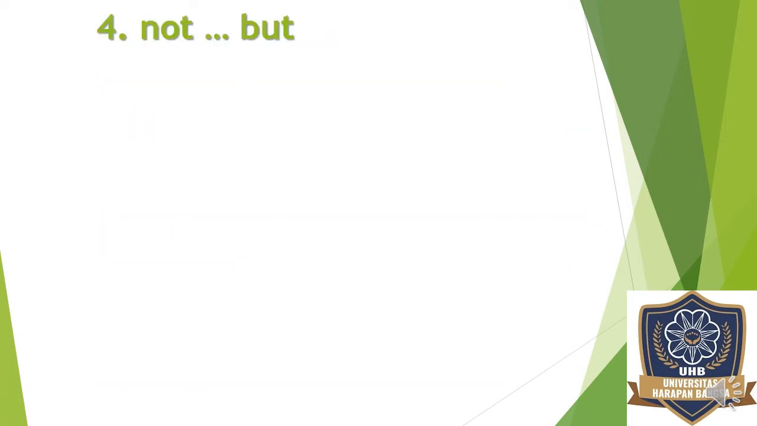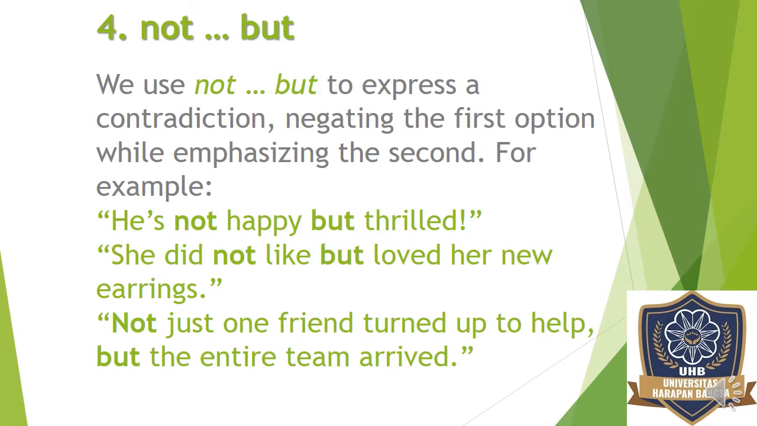Number 4, not but. We use not but to express a contradiction, negating the first option while emphasizing the second. For example, he is not happy but thrilled. She did not like but loved her new earrings. Not just one friend turned up to help, but the entire team arrived.